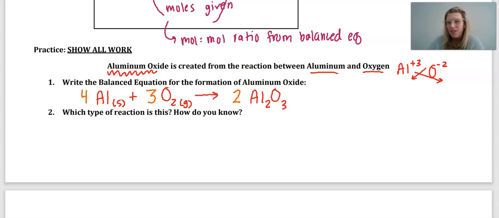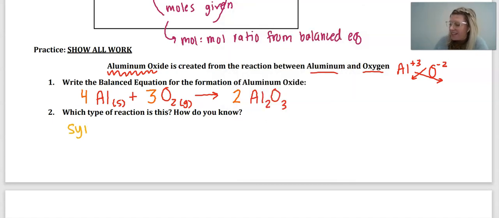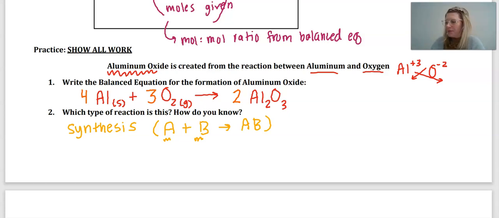What type of reaction is this, and how do we know? Looking at this reaction, this is going to be considered a synthesis reaction, right? And what's our evidence that this is a synthesis reaction? Well, think about our general formula. We have A plus B becoming AB. We have 2 simple substances becoming a more complex substance. So elemental aluminum, elemental oxygen becoming aluminum oxide.